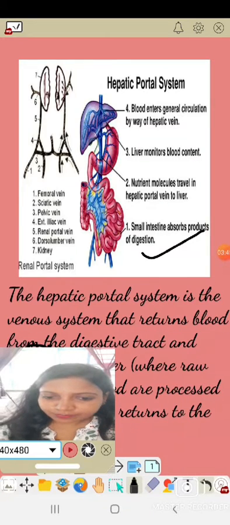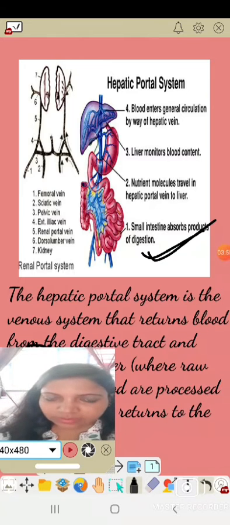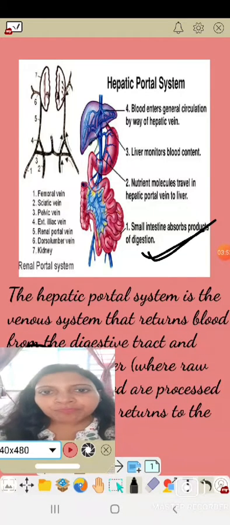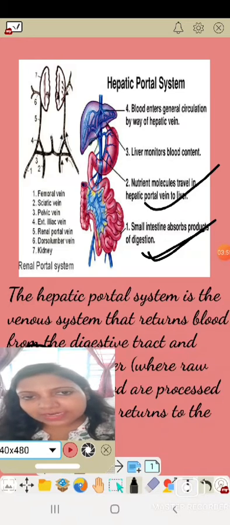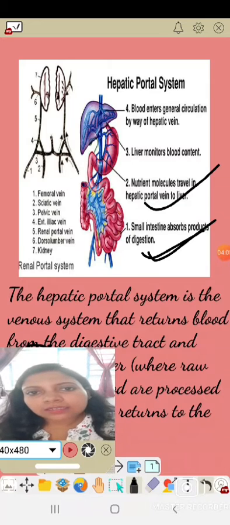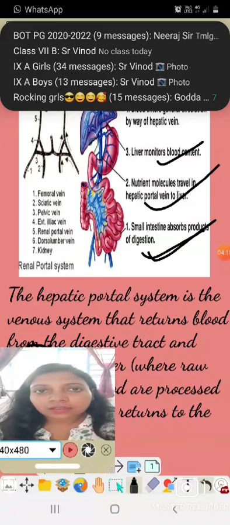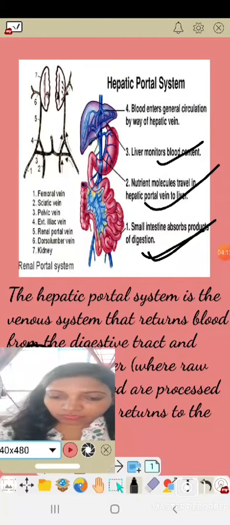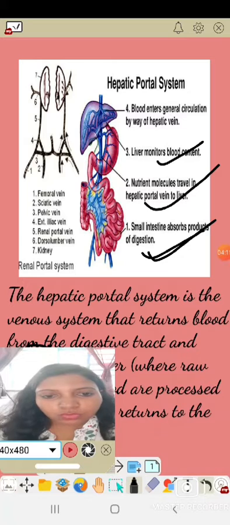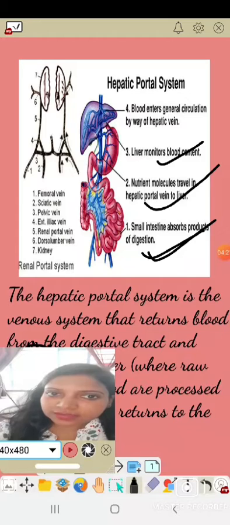So, here the first is absorption, which takes place in the small intestine, that is the gut. Then afterwards the nutrient molecules present in the blood have to travel through the hepatic portal vein, which enters the liver. Then third, the liver monitors the blood content, means it detoxifies and changes the glucose to what we call glycogen to store, because excess glucose is not good for the body.